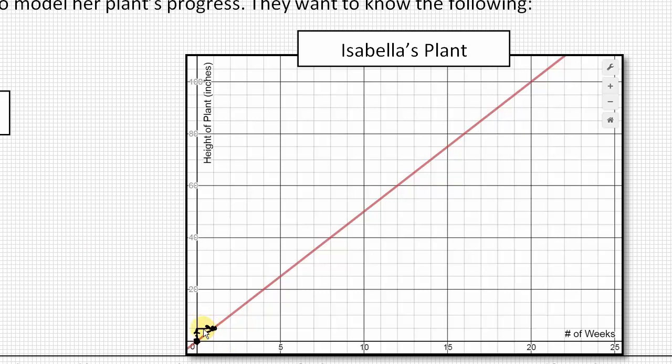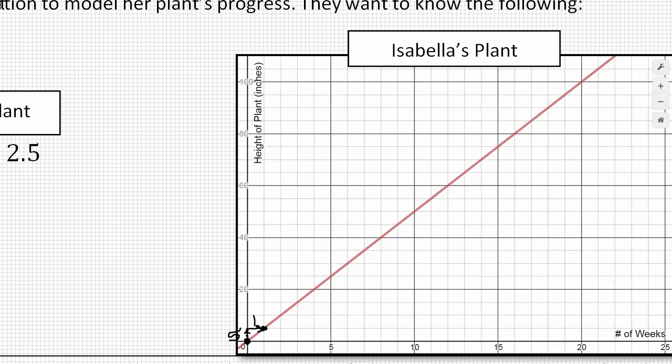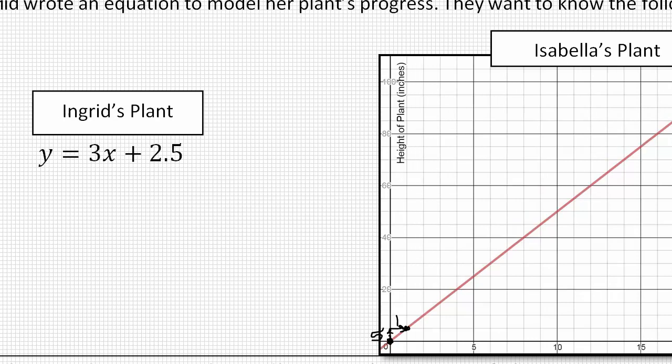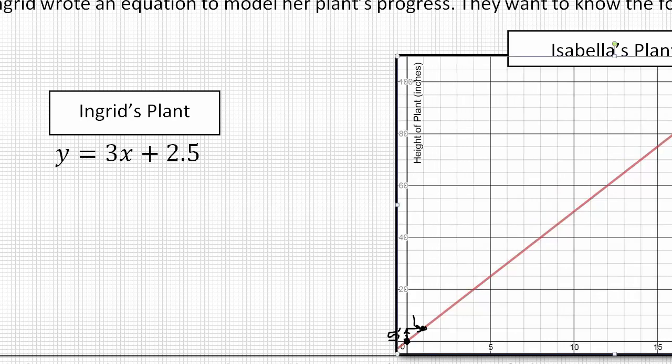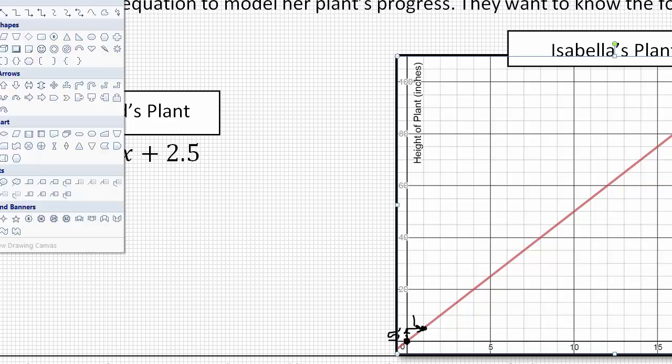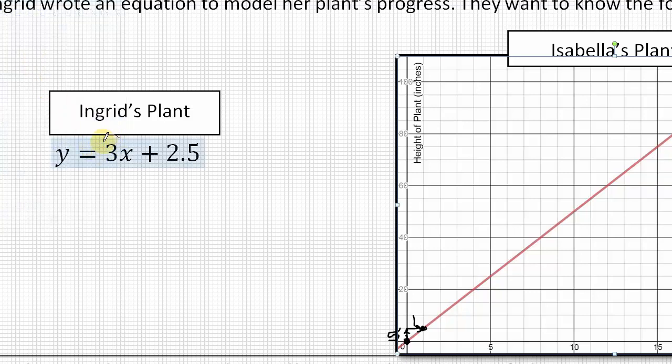And the x changed by 1 because the scale on the x-axis was 1. It's always a good idea to label those things. So the y was increasing by 5 and the x was increasing by 1. And then from Ingrid's, we're looking to see, well, where is it over here? What is her rate of change? And if we're using slope-intercept form, this right here is going to be our m value.